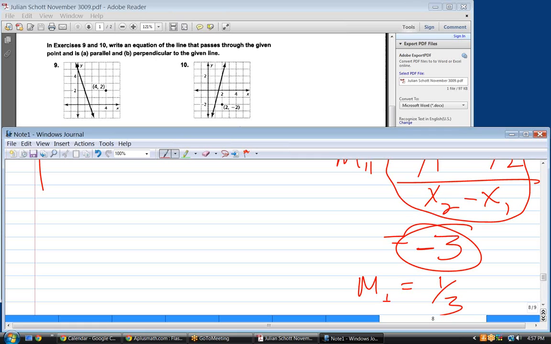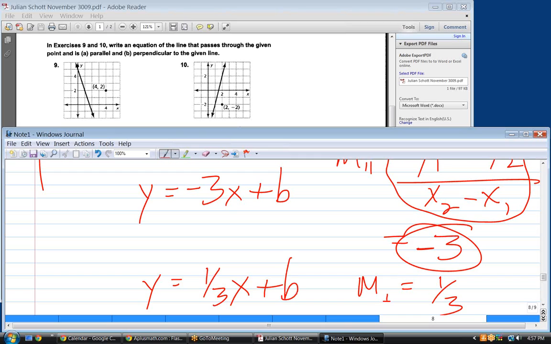They want the equation of both of these lines. They want the equation that looks like this, and they want the equation that starts out looking like this. This equation down here is going to be our perpendicular, and this equation is going to be our parallel. And our point is 4, 2.